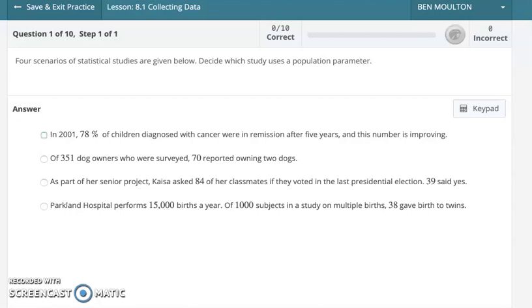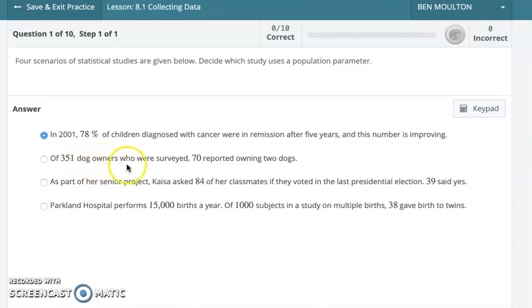All right, so for this population parameter, we're going to look at are any of these actual studies that have been done where they collected the data versus it's more of a generalized population we're talking about. So our first one, in fact, I think this is our guy. 78% of the children diagnosed with cancer were in remission after 5 years, and this number is improving. I don't see any sample statistic happening in there, so I think that's going to be our guy. Let's look at the rest anyway, just to make sure.